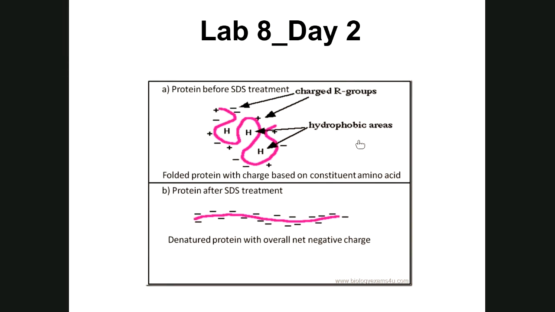So on the initial PowerPoint slide, it's showing what I'm going to talk about: what we call an anionic detergent called SDS, which is one of two chemicals used to help denature your proteins to where they have basically a linear shape to them and they're coated in a negative charge to help with this SDS page process.